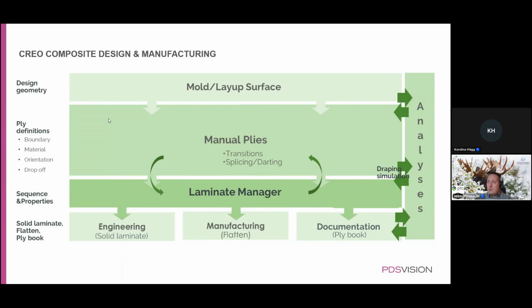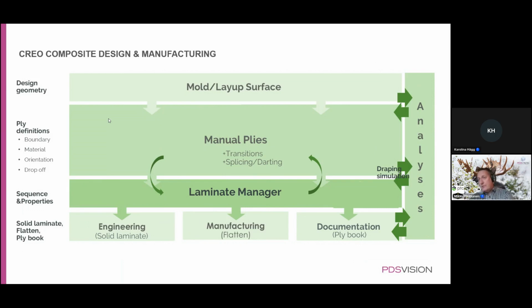And basically you control the overall system with the so-called laminate manager, where you can easily see which are my layers, how the system looks, whether all the material definitions are correct, and if you want to change some orientation or change the order of something, that's the way to do it there.